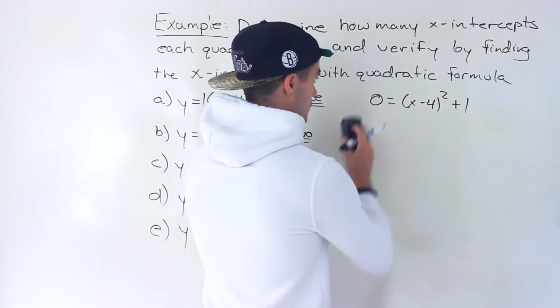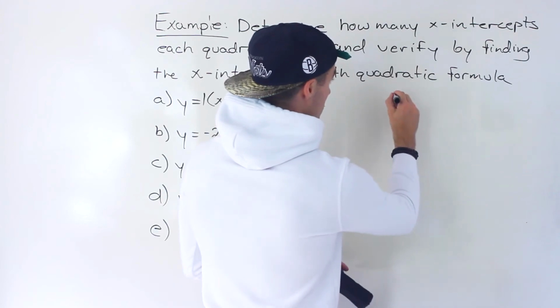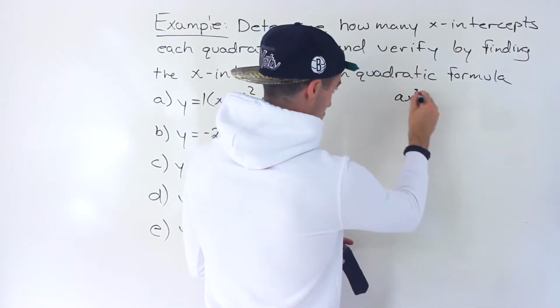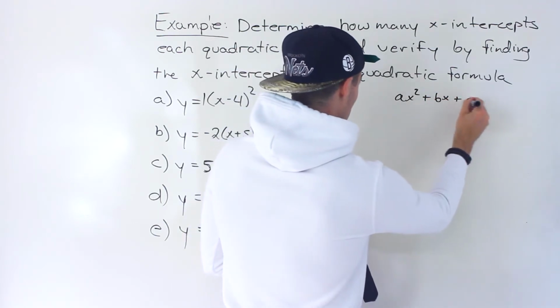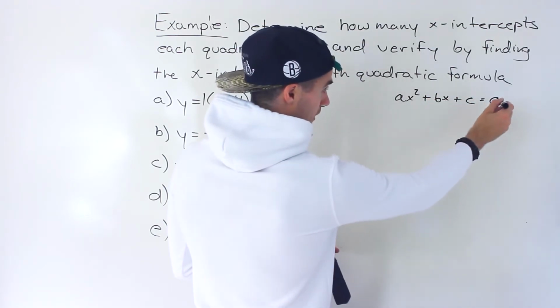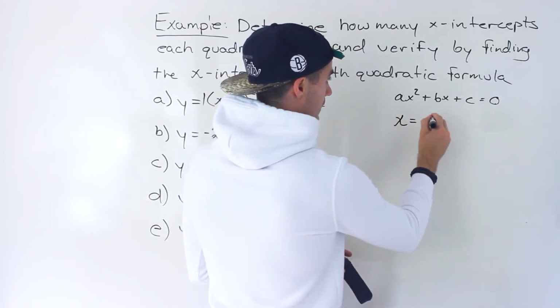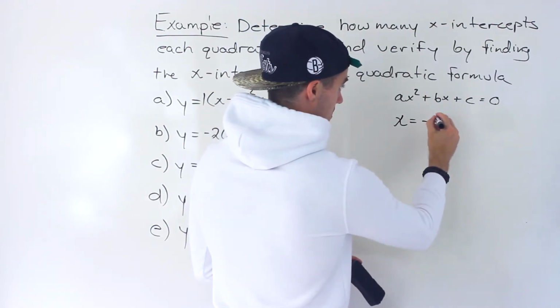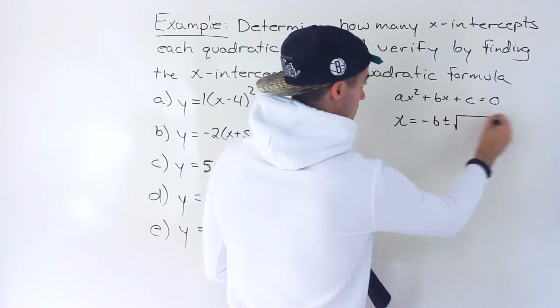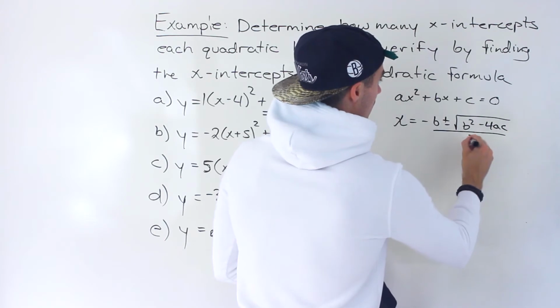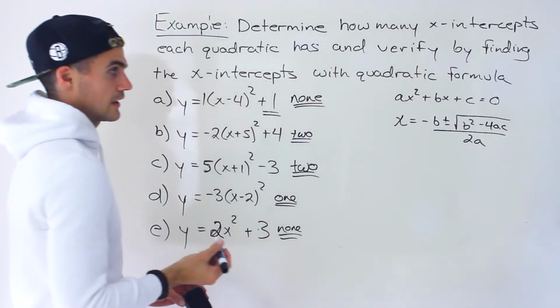Remember, we need, actually, let me write it up here. If we have a quadratic equation where the quadratic is in standard form, plugging in 0 for the y value, then the solution to this equation is going to be -b plus or minus the square root of b squared minus 4ac, all over 2a, like that.